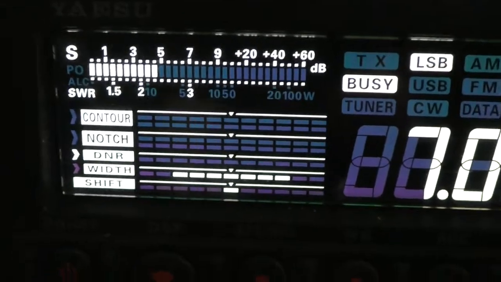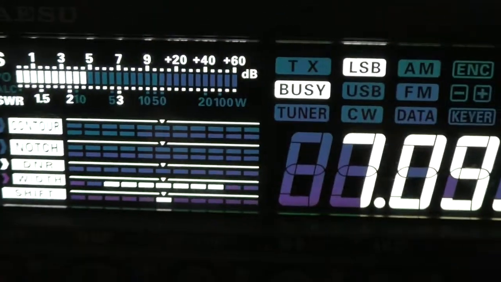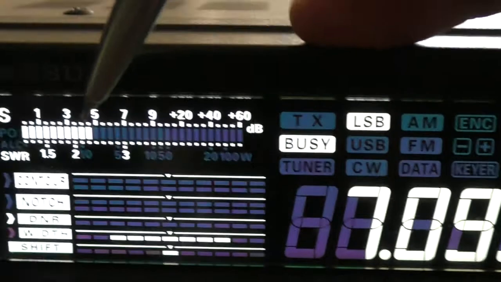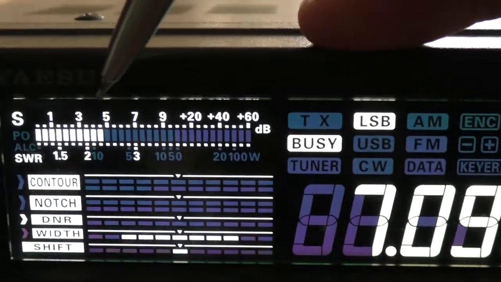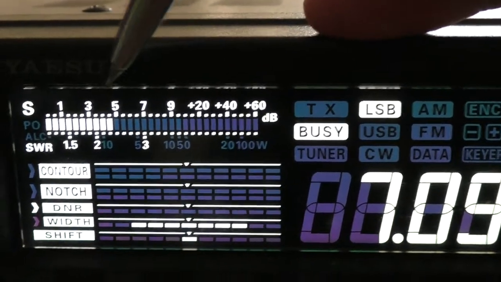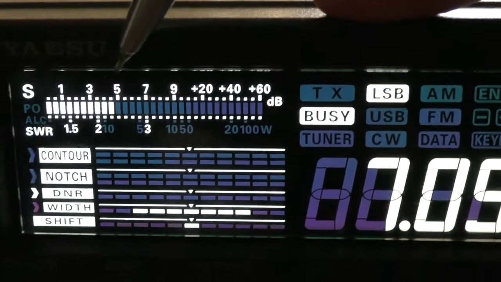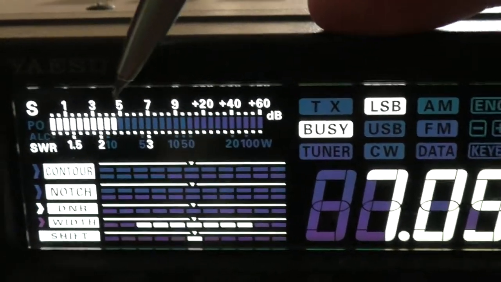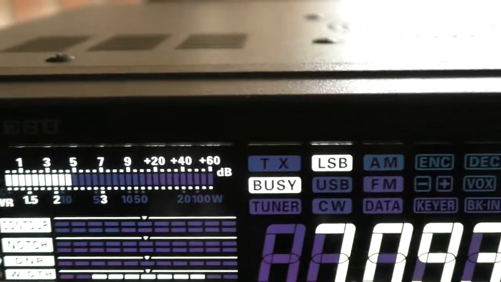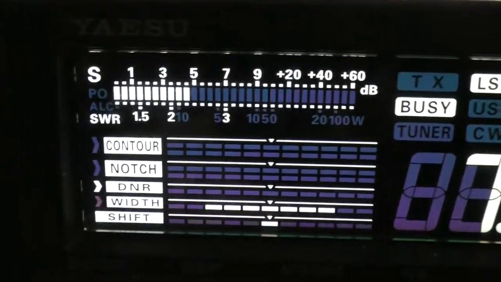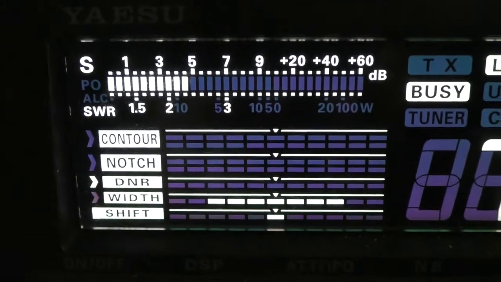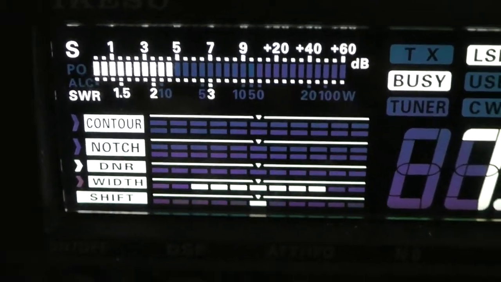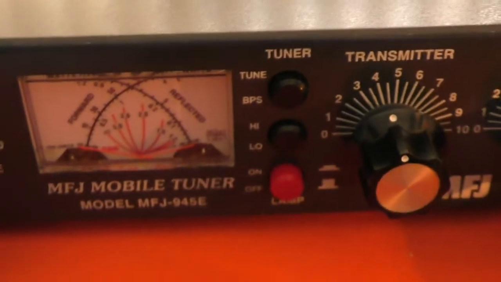Can I do this while I'm holding the camera? Is it going to be too wobbly? We'll see. Between 3 and 5, that middle dot there is going to be S4. So between S4 and S5 is 6 dB, so the little dot in the middle there is going to be 3 dB. So it's probably dropped a couple of dB, maybe even 3 dB by having that in line.